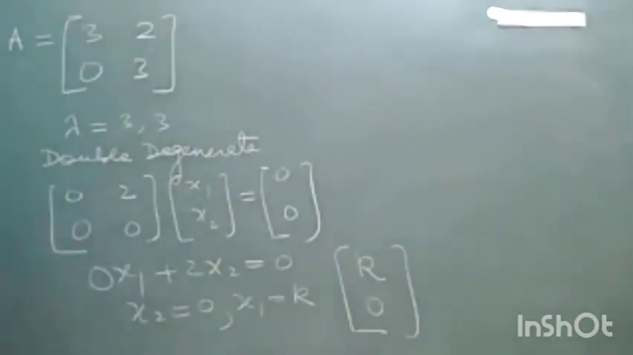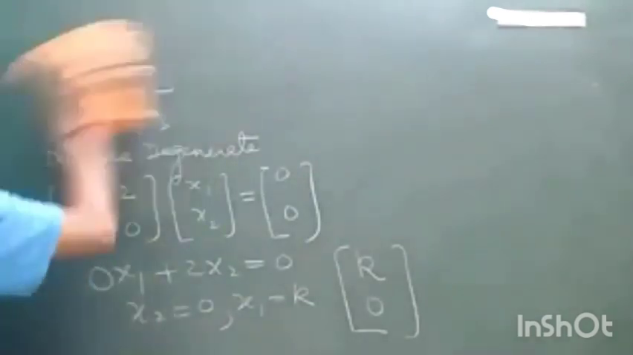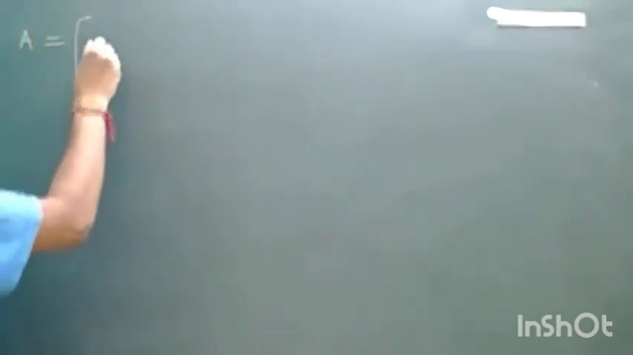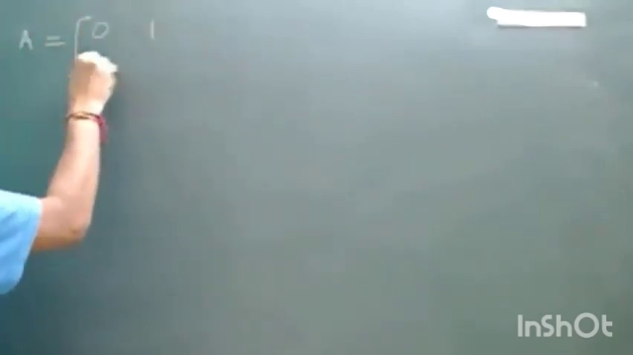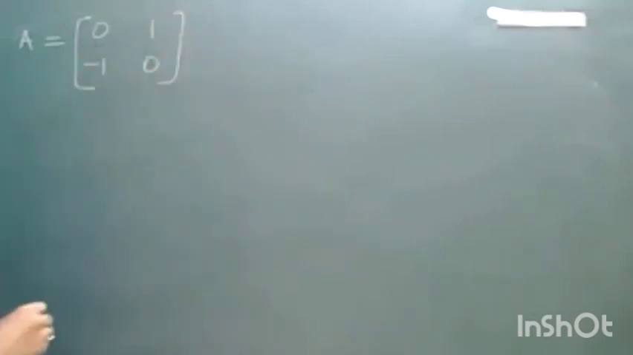This was very simple, and let me now proceed. Can I erase this also? Everybody has done now? Okay, so now let me give you another question. A is equal to 0, 1, minus 1, 0. This is the matrix, and we have to find eigenvalues and eigenvectors.